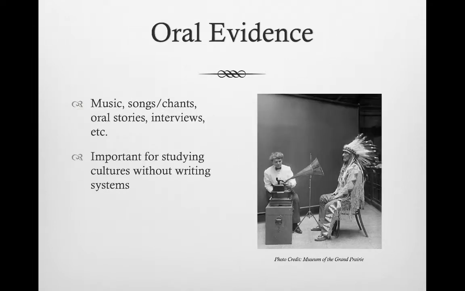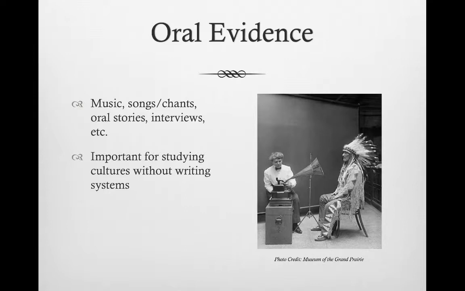The last major type of evidence used by historians is oral evidence, which is evidence produced by humans and using language, but language that is unwritten. Examples of oral evidence include music, songs and chants, oral stories, and interviews.